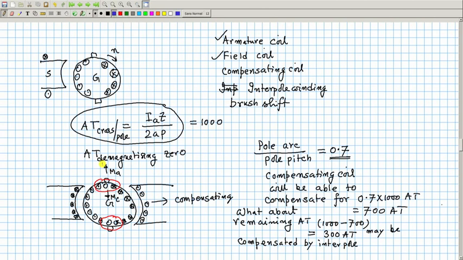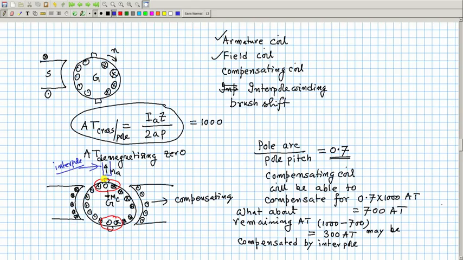Here I will connect the interpole. The interpole is also to be connected in series with the armature. So, if I know the total armature current, then per pole how many turns I have to put, I will simply divide this 300 by that armature current and get the number of turns.